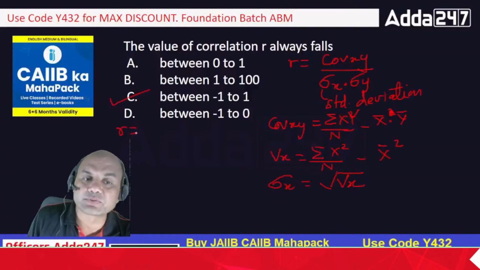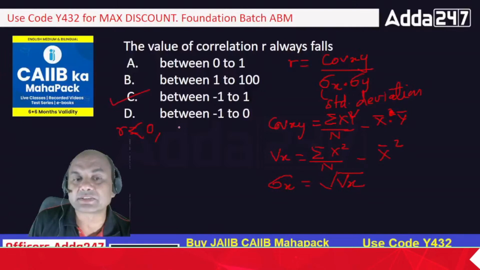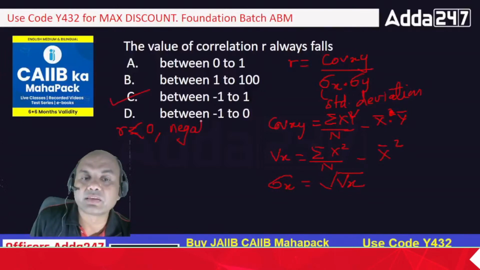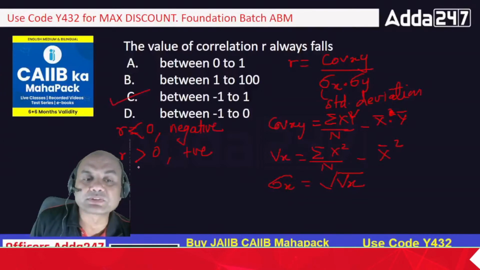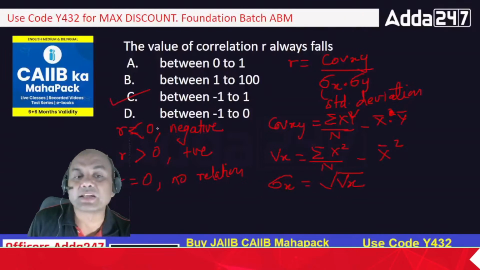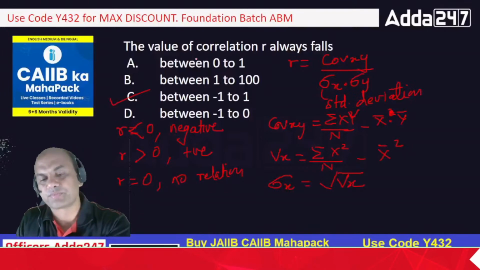If r is negative, I'll write it less than 0, then like interest rate and price, it is a negative relationship. If r is greater than 0, then it is a positive relationship, means they are moving in the same direction, x and y. If r equals 0, means no relationship between them, they are not related at all. So that is the way it moves. So the answer is minus 1 to 1. Got it, everyone?